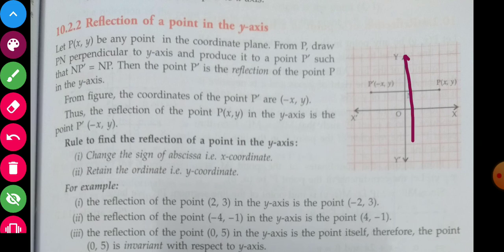If the y axis is the axis of reflection and we have this point P which has coordinates x comma y, since the line joining them is parallel to the x axis, the y coordinate will remain constant. So here if you see, the y coordinate is constant, but what has changed? The sign of the x coordinate has changed. So if the y axis is my axis of reflection, the x coordinate will change in sign.